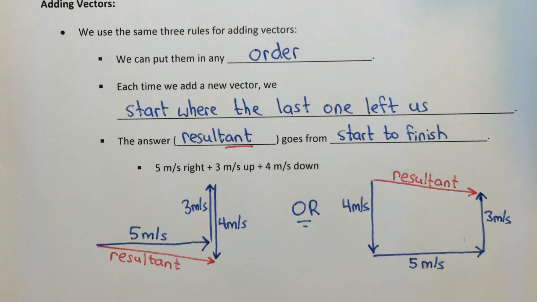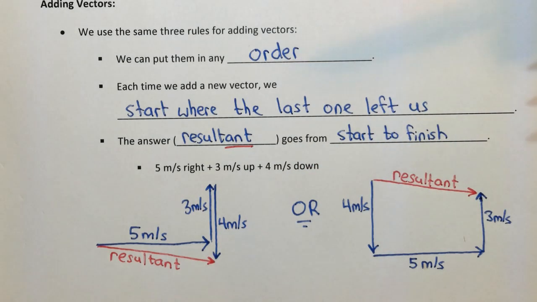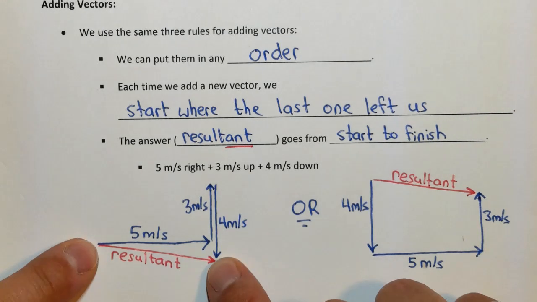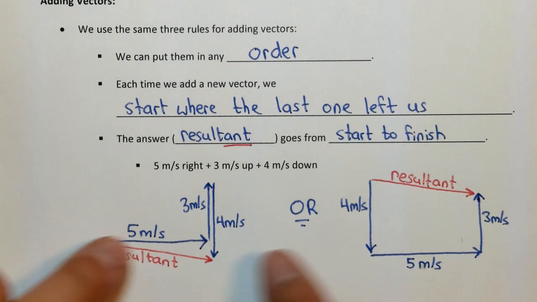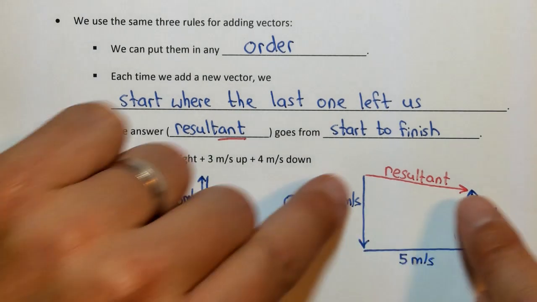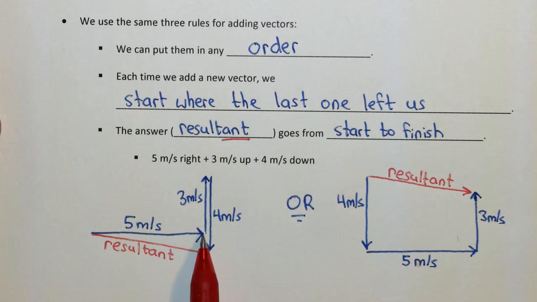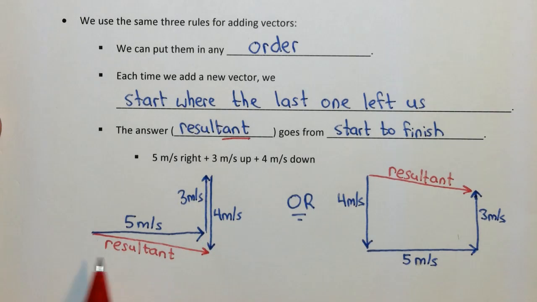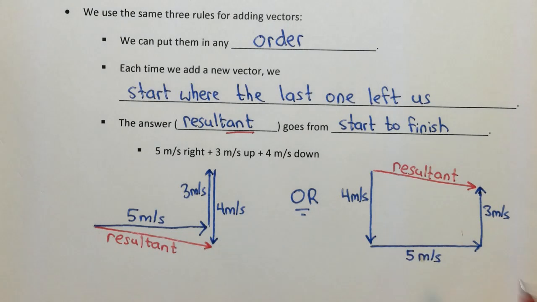So let's check this. When I put them in a different order, did I get the same answer? Well, my answer is a vector. It has magnitude and direction. And if we compare these two resultants, these two answers, I would say they have about the same magnitude, the same length, and the same direction. They're both going mostly to the right, but slightly down. So I got the same arrow regardless of which order I added these vectors in.